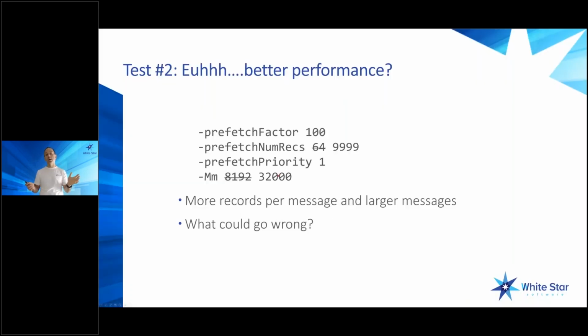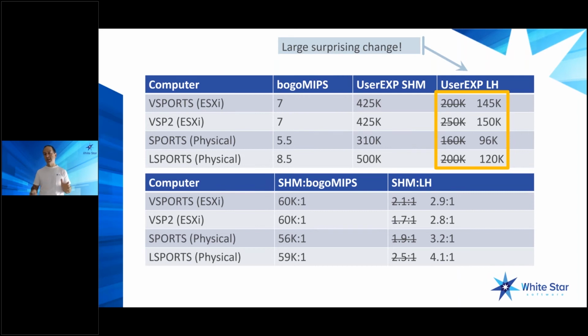So what could go wrong? More records, fill the buffers, bigger messages. Let's go faster. But of course, if I'm showing you this, it's because it wasn't faster. So what was surprising here?